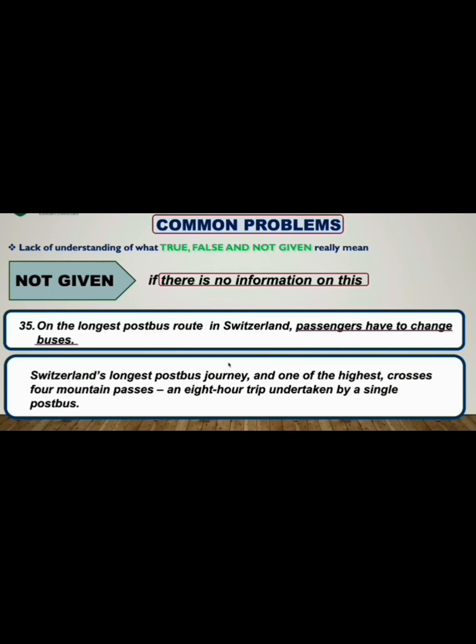So if we look at this statement here, is there anywhere the passage says that passengers have to change buses? No. Switzerland's longest post bus journey, in one of the highest, crosses 4 mountain passes, an 8-hour trip undertaken by single post bus. So does the passage give any information on passengers having to change buses? No. So students will say that the answer is a not given. But is it a not given? No. So let's take a look at not given properly.